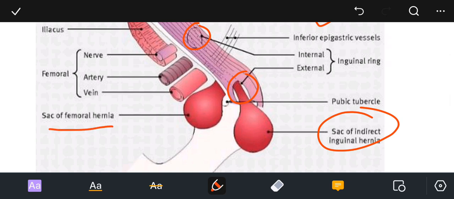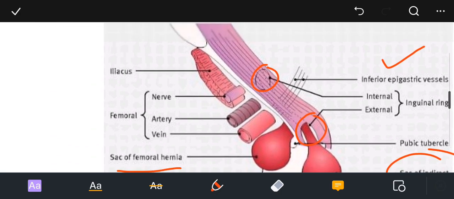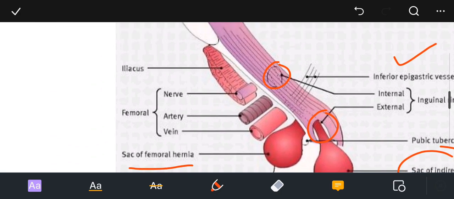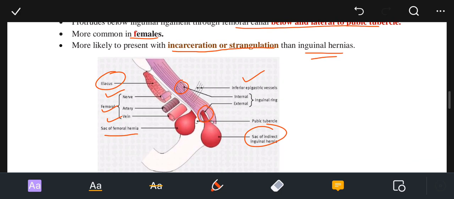Below the inguinal ligament, we have the sac of the femoral hernia. In the femoral triangle, we have three things, which are the nerve, artery, and vein. Coming from lateral to medial, we have the nerve, then the artery, and then the vein, and there is a muscle called the iliacus muscle.